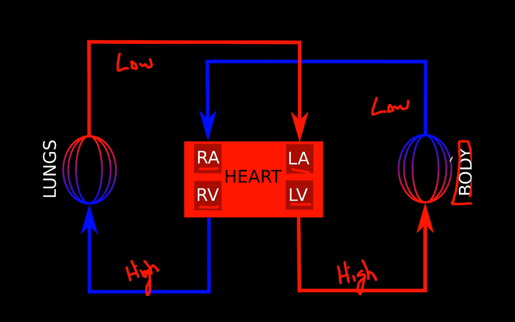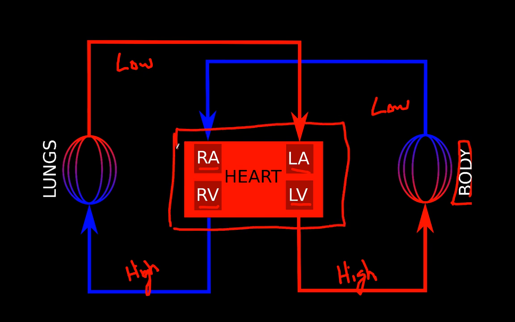So we need to return this blood back to the heart so it can be pumped again under high pressure this time and pushed out to the body. So that's why we have these dual circuits in our circulatory system, and that's why we have essentially this dual pump setup with the heart, so that we can pump out to both of these two circuits.